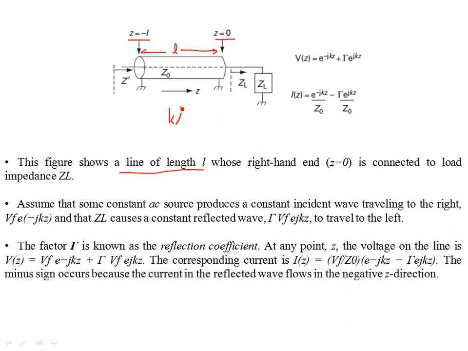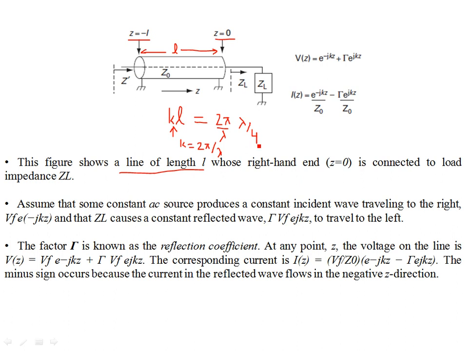That means, if you recall, k is the wave number or the propagation constant. You can write this k as 2 pi by lambda, and if the length of the line is an integral multiple of the wavelength, for example a quarter wavelength, then this comes out to be 2 pi by lambda times lambda by 4, which is 90 degrees.